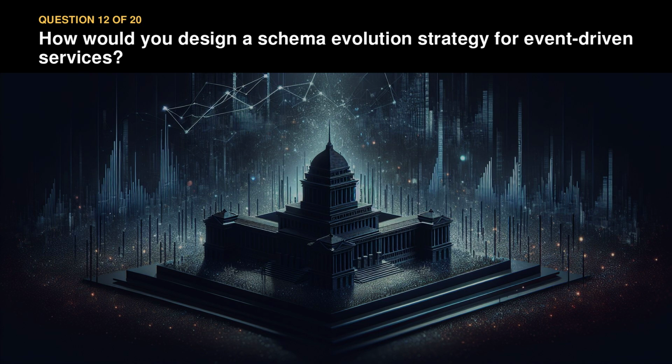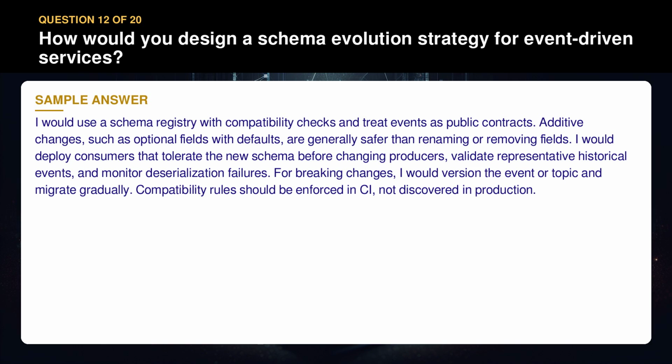Question 12. How would you design a schema evolution strategy for event-driven services? I would use a schema registry with compatibility checks and treat events as public contracts. Additive changes, such as optional fields with defaults, are generally safer than renaming or removing fields. I would deploy consumers that tolerate the new schema before changing producers, validate representative historical events, and monitor deserialization failures. For breaking changes, I would version the event or topic and migrate gradually. Compatibility rules should be enforced in CI, not discovered in production.